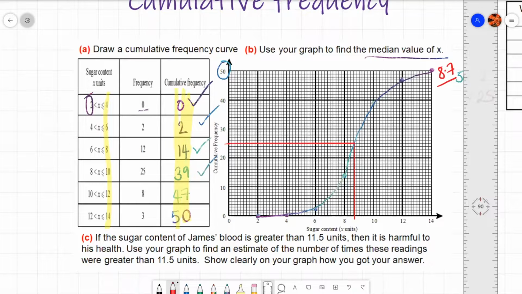Okay. Now, the next question here says, if the sugar content of James' blood is greater than 11.5 units, then it is harmful for his health. Use your graph to find an estimate of the number of times these readings were greater than 11.5 units. Show clearly on your graph how you got your answer. So when it's greater than 11.5 units, so the sugar content is the bottom one, isn't it? So what I need to do is find 11.5.